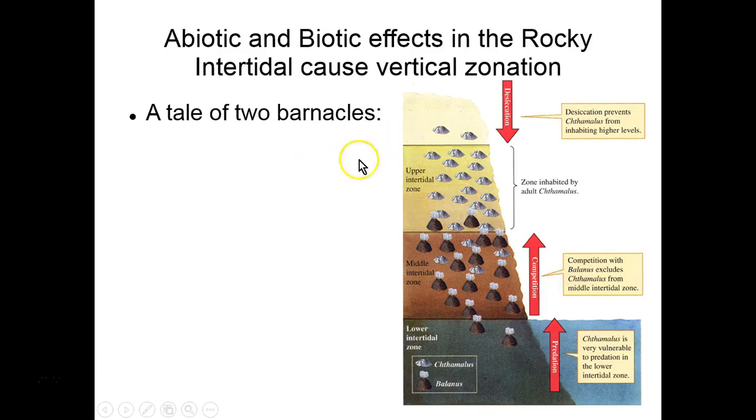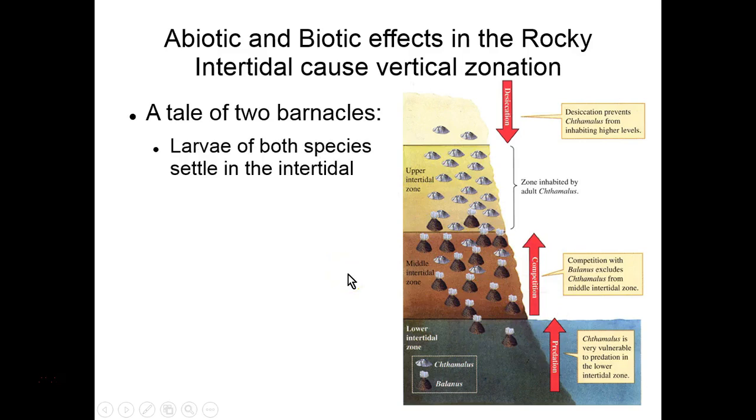So starting at the top, let's talk about why we see what we see here, right? If you're looking at this, you should be able to see that there are different zones here based on how many of these organisms there are, and based on which organisms are seen where. Like just generally looking at this, you should see mostly thamellus up here, mostly balanus down here. So let's talk about why we see that.